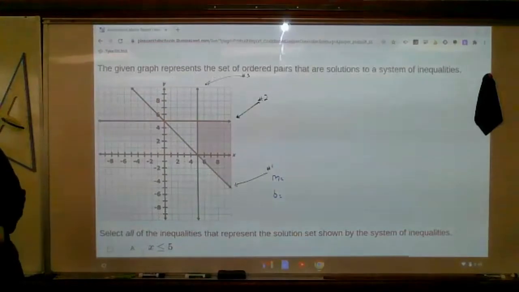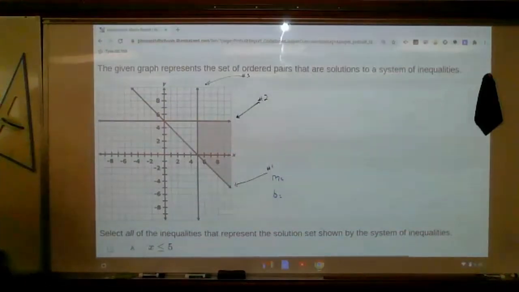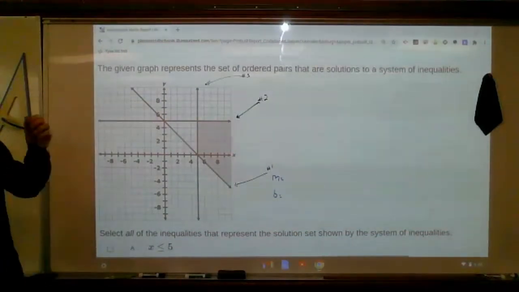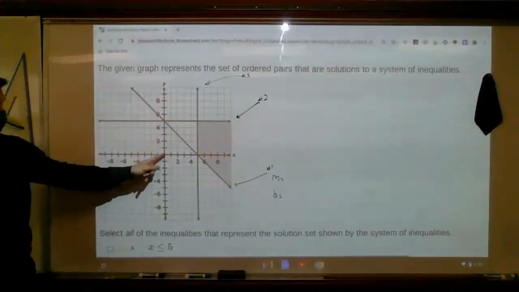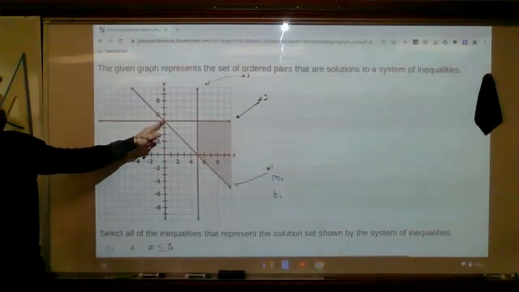Okay. Which is easier to find, m or b? Faisal, which one do you think? B. What's it going to be? 5. Yeah, my y-intercept, on the y-axis, we go up 1, 2, 3, 4, 5.